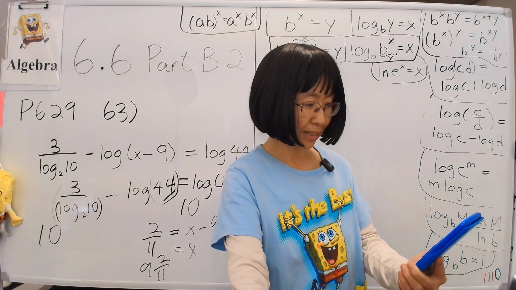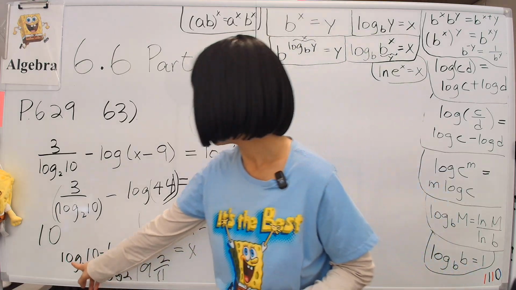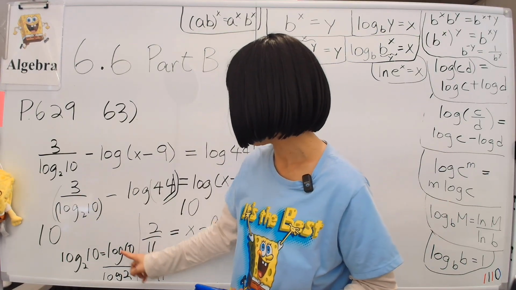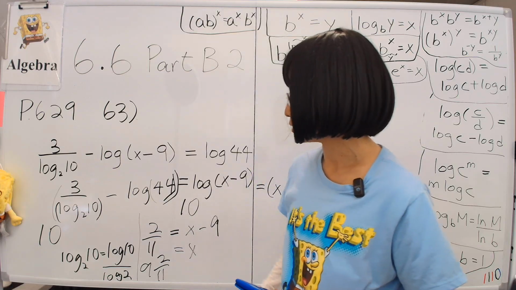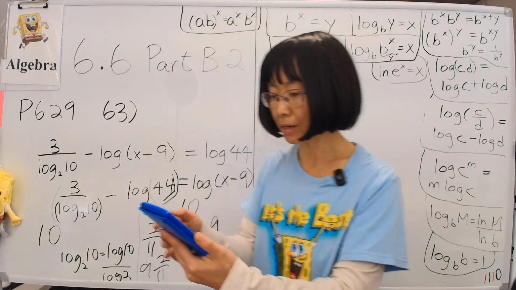Okay, let me check something. Actually, I think I'll try it again. Now remember, log base 2 of 10, this number right here, is log 10 divided by log 2. And you just put this whole fraction in parentheses and stick it at the bottom.